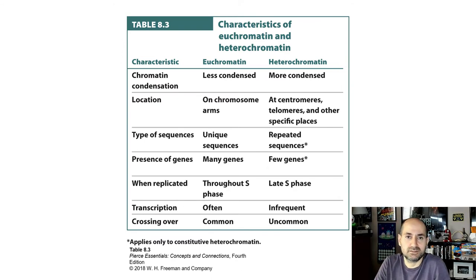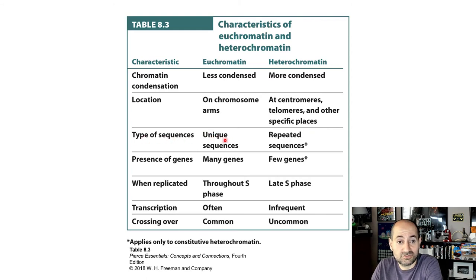So let's look at a little bit of difference between euchromatin and heterochromatin. Euchromatin is less condensed than heterochromatin. Euchromatin is found on the chromosome arms, whereas heterochromatin is found, remember I told you, at the centromeres, the telomeres, and other specific places like the Y chromosome.